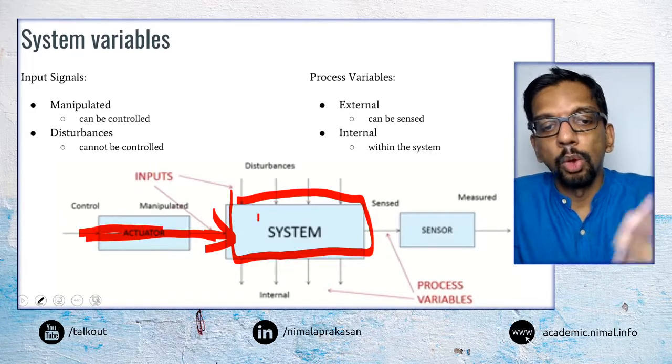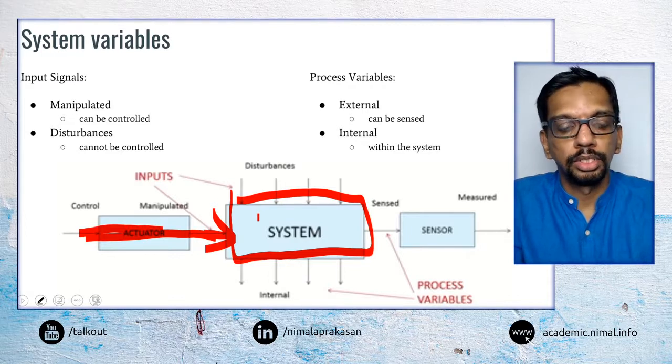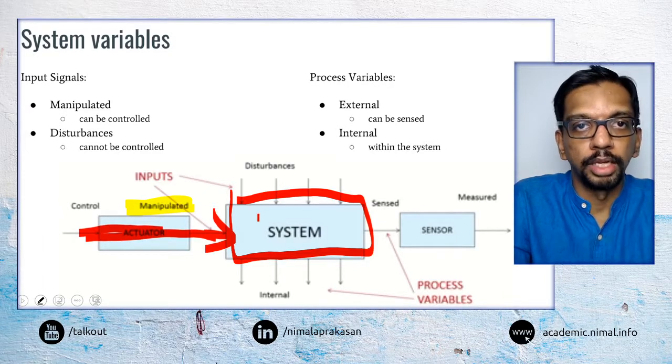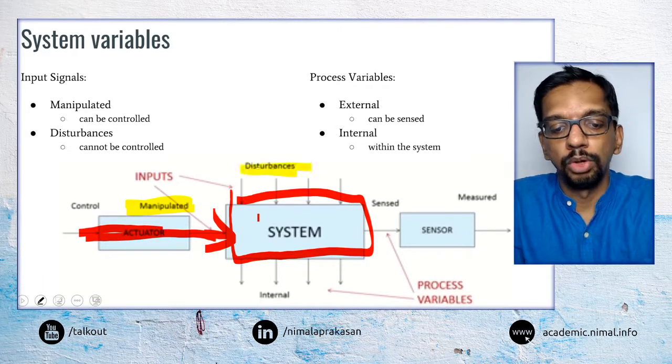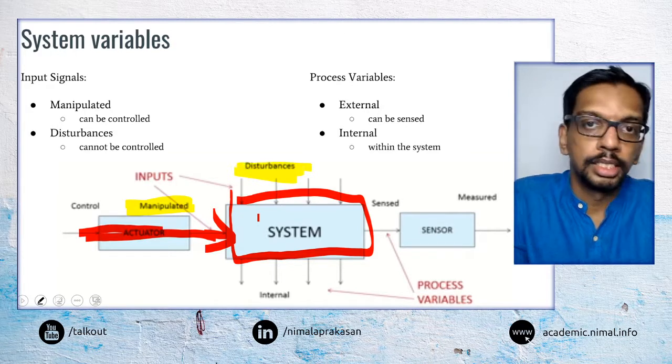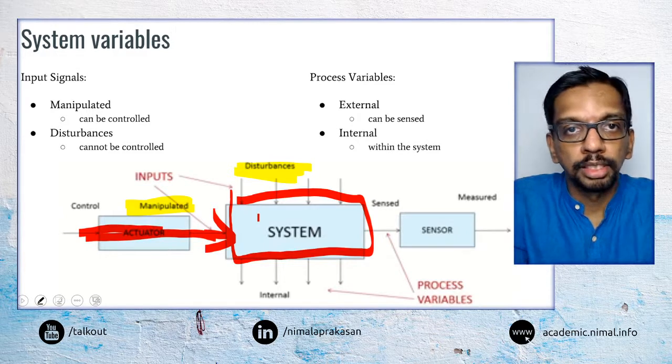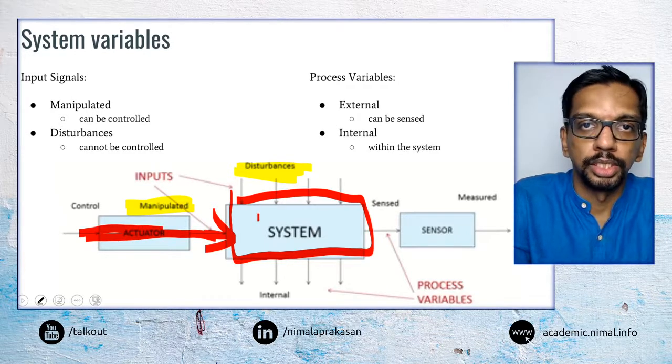Then systems may also receive additional inputs in two categories. One is expected inputs that we are providing to the system. Then we may also receive what is called disturbances. These are things that are impacting the system but not given by the users.